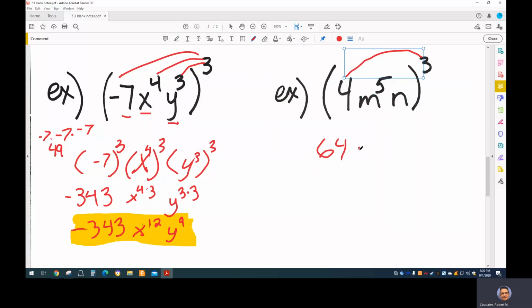Okay, now I have m is the base. I'm going to multiply those together. 5 times 3 is 15.